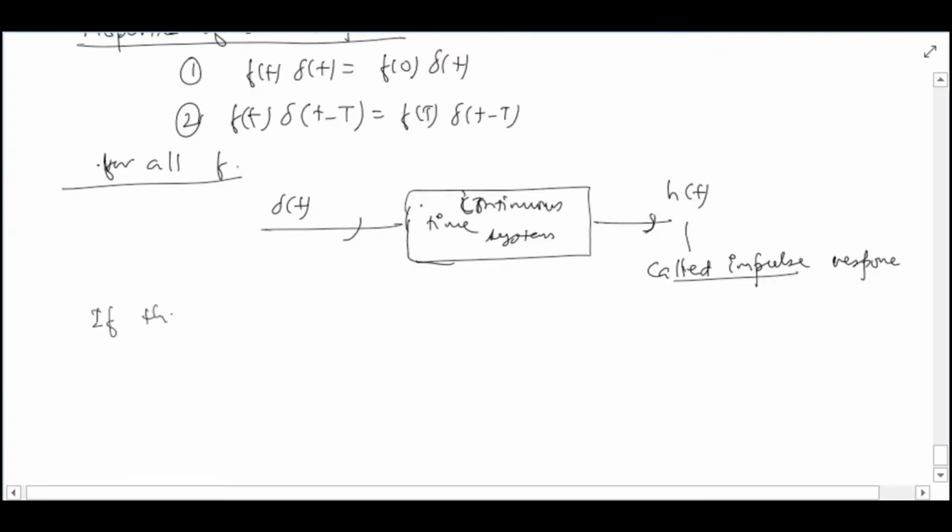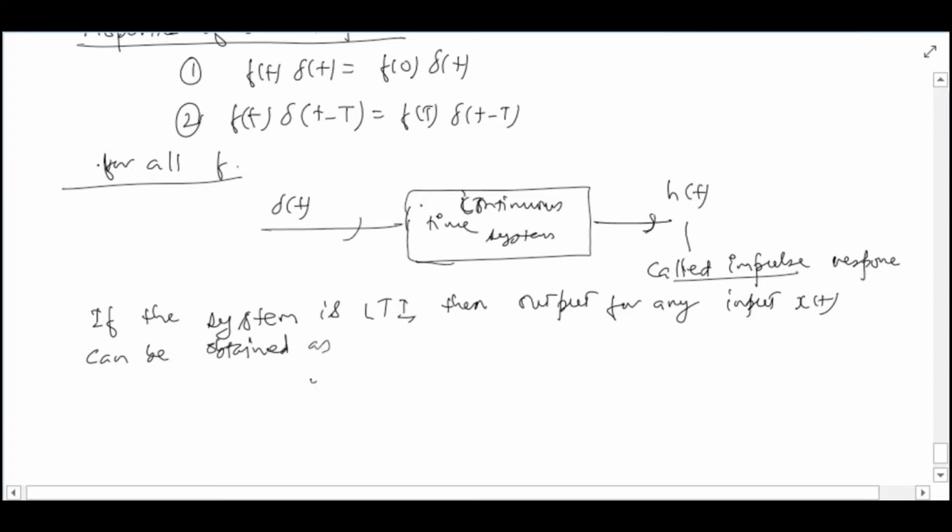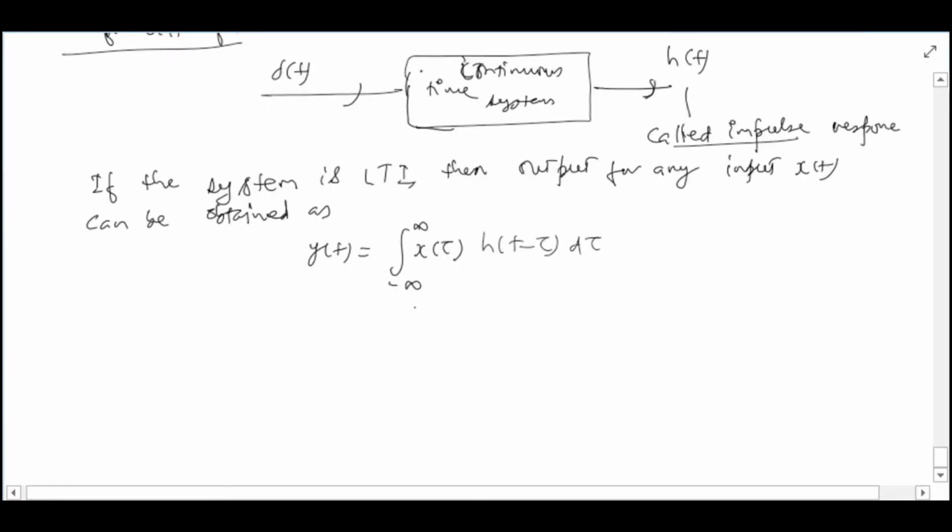Further, if the system is LTI, that is linear time invariant, then the output corresponding to any input x(t) can be obtained as y(t) equals the integral from minus infinity to infinity of x(tau) h(t minus tau) d tau. This is the result. This is analogous to convolution in discrete time, and this integral itself is called the convolution integral.